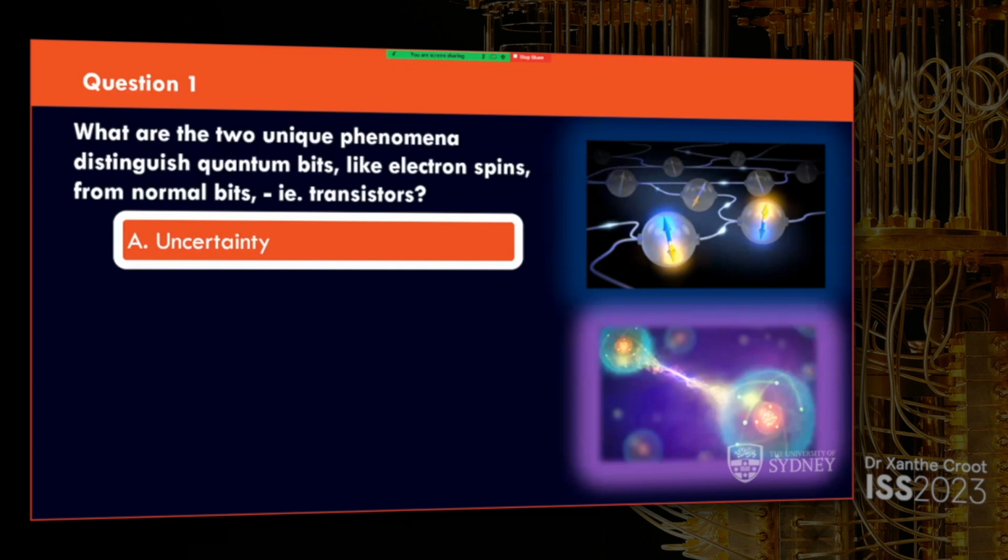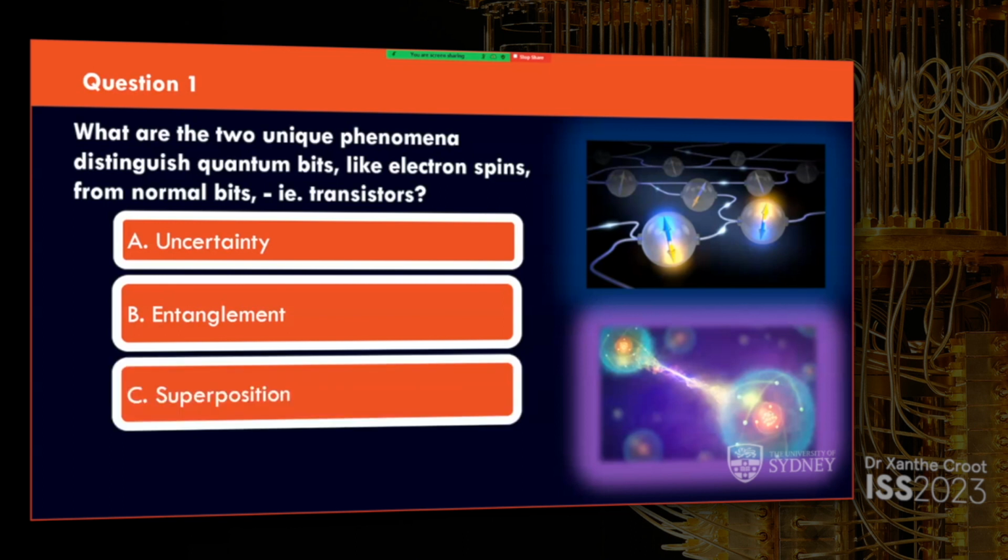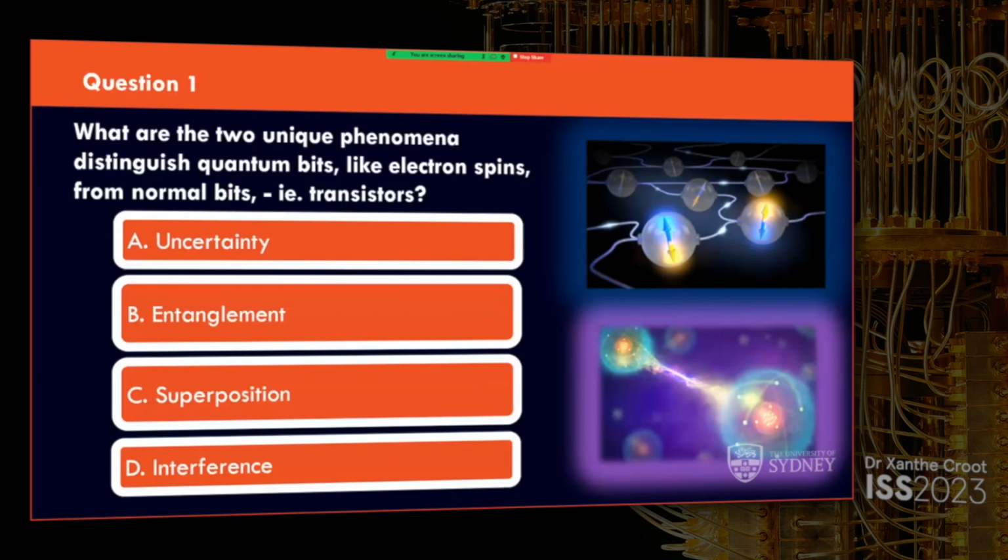A, uncertainty, the kind of quantum phenomena where we can't tell properties like position and momentum simultaneously. B, entanglement, where we can't describe a system just as its components, but we have to describe it as the complete system. For example, if you have two particles, you've got to describe it as the two particles. C, superposition, where something like an electron spin can be spinning clockwise and anti-clockwise at the same time. And D, interference. All right, so hands up for A.